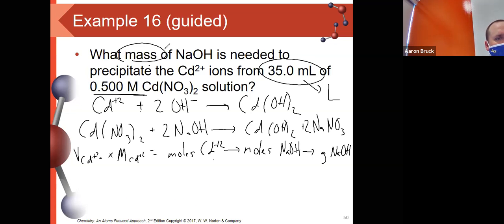So 35 milliliters is 0.0350 liters. So I'm going to start with 0.0350 liters of cadmium nitrate solution.